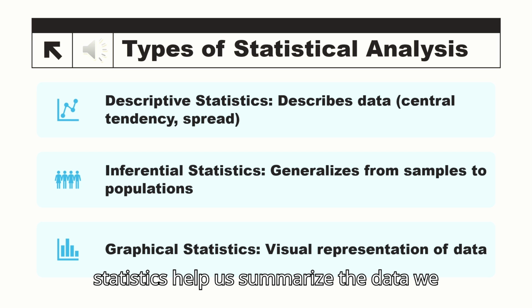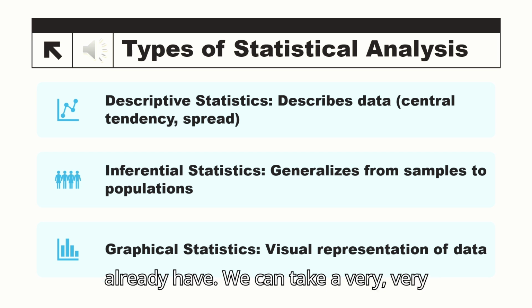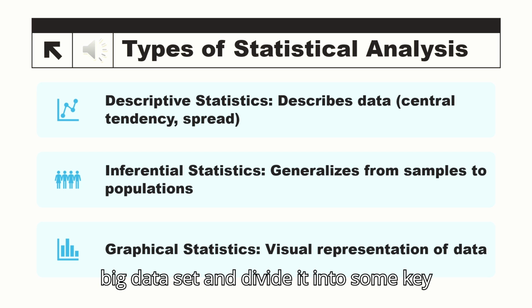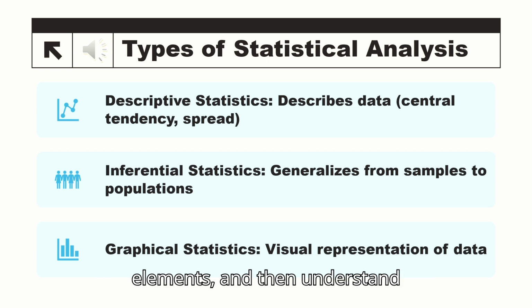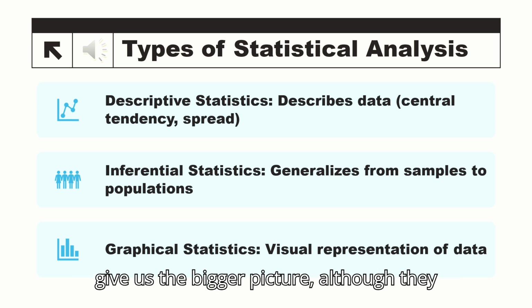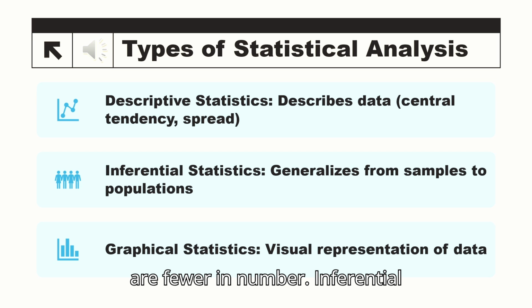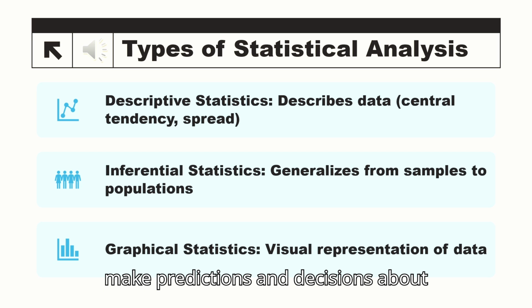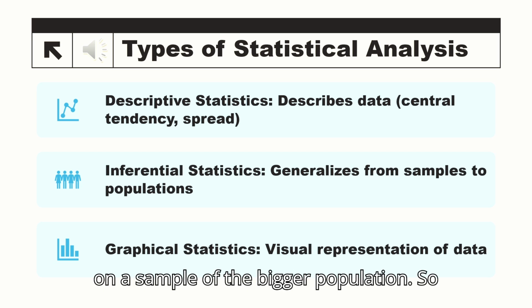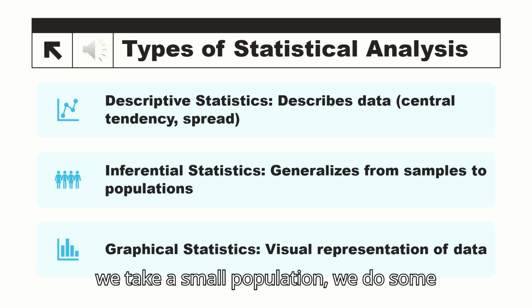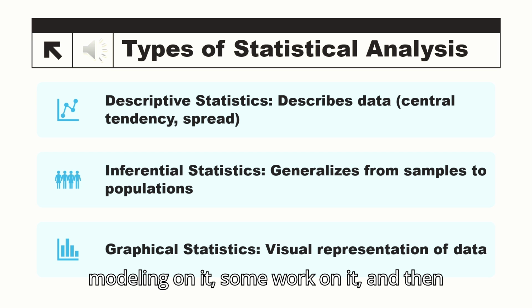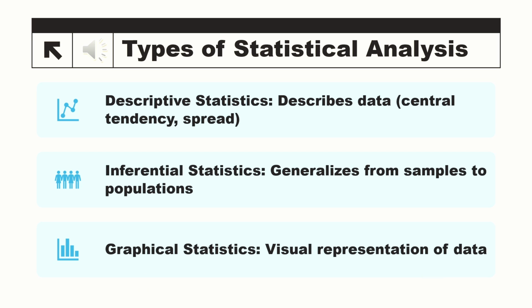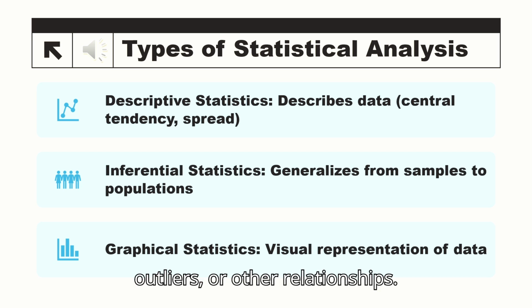Descriptive statistics help us summarize the data we already have. We can take a very, very big data set and divide it into some key elements and then understand and comprehend them. They would give us the bigger picture, although they're fewer in number. Inferential statistics lets us make predictions and decisions about a larger population based on a sample of the bigger population. So we take a small population, we do some modeling on it, and then we can predict the general behavior of this data. Finally, graphical statistics provides us with visual insights into trends, outliers, or other relationships.